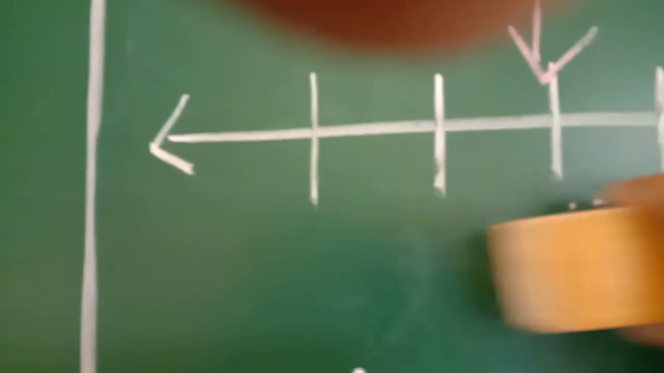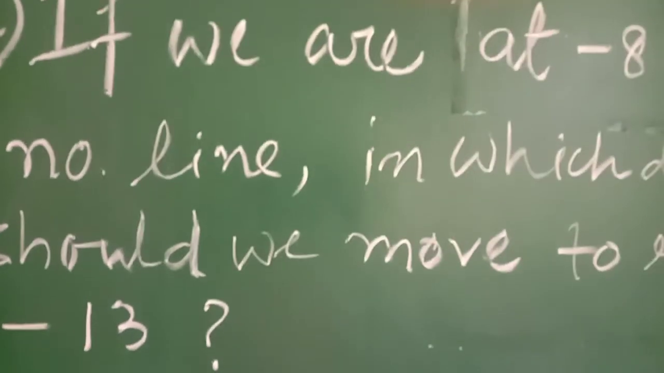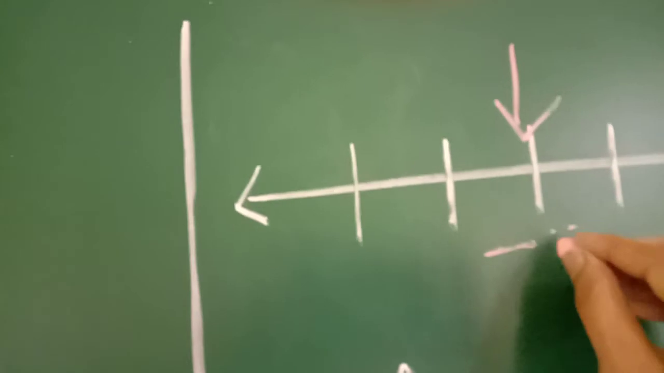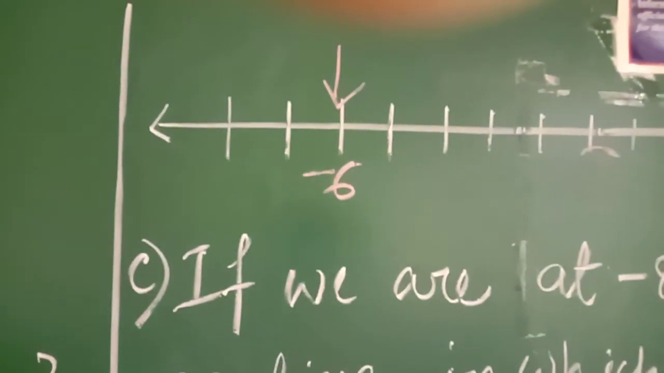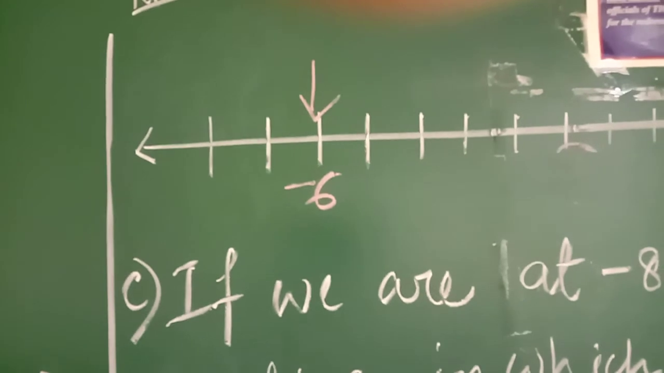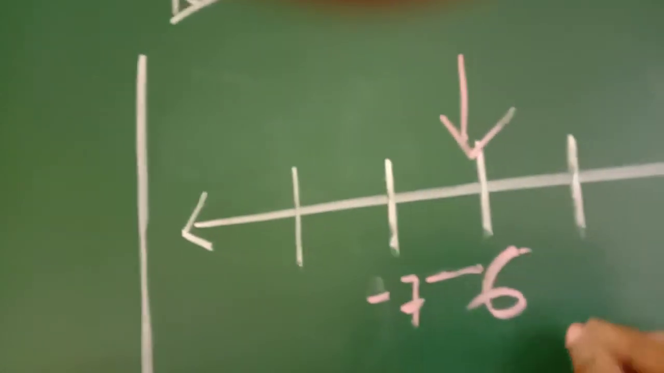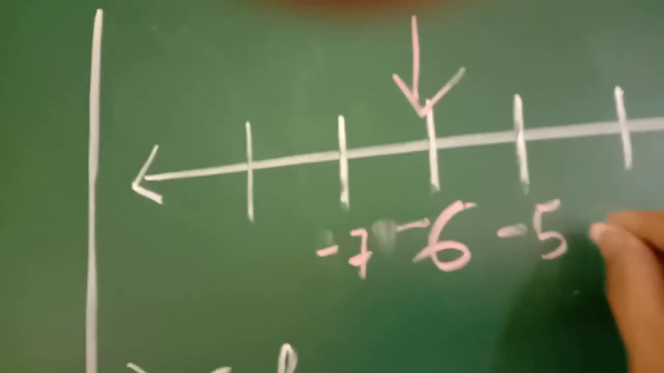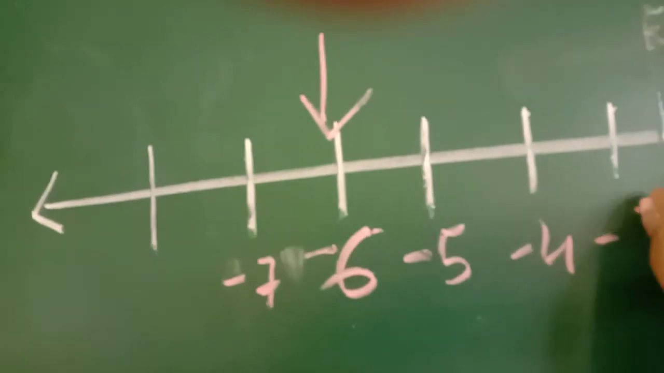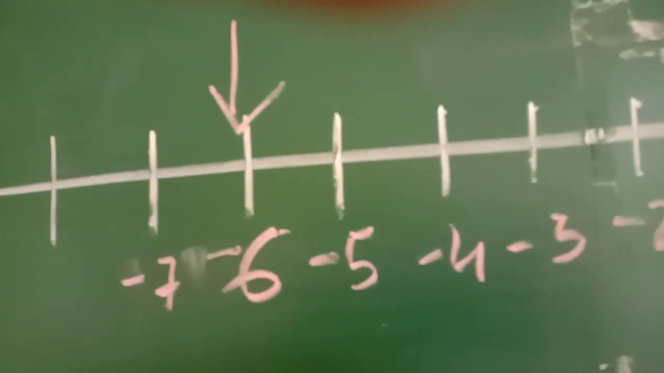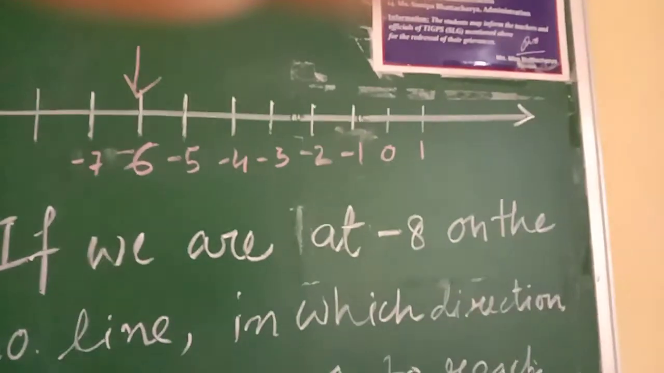Now the question is, if we are at minus 6, I am writing minus 6 here. We are at minus 6 on the number line. Then students, tell me, the left side will be minus 7 and the right side number will be minus 5. Then go minus 4, minus 3, minus 2, minus 1, 0, 1. In this way, check the number line.